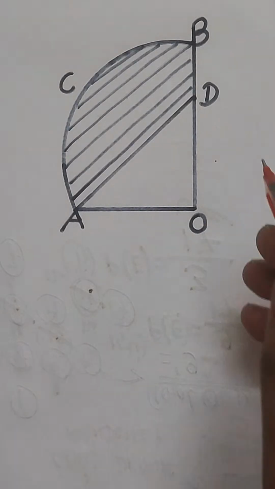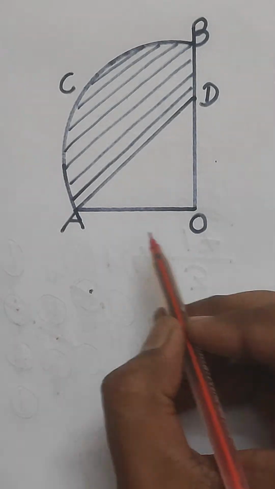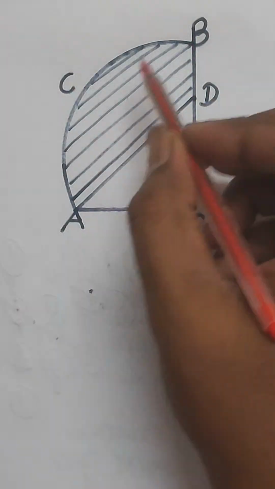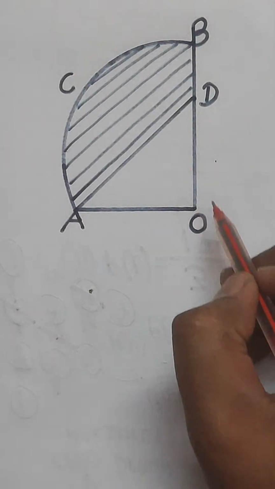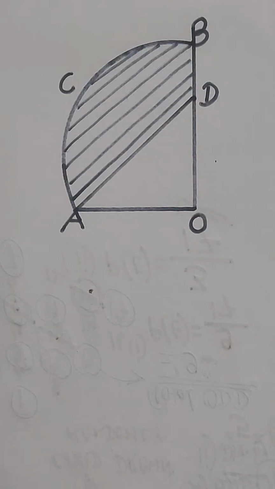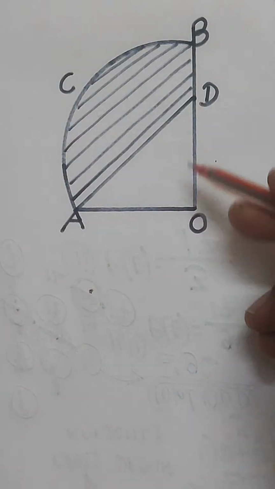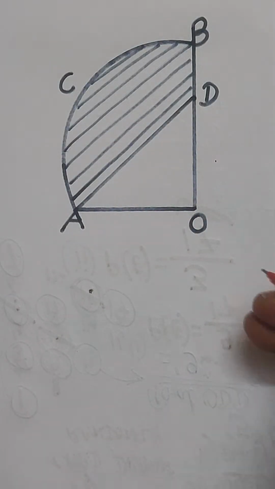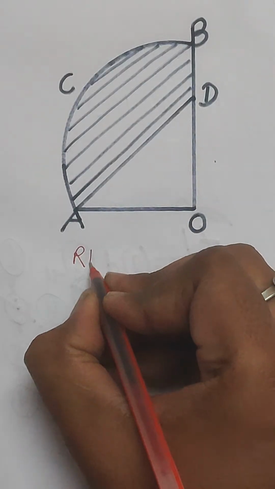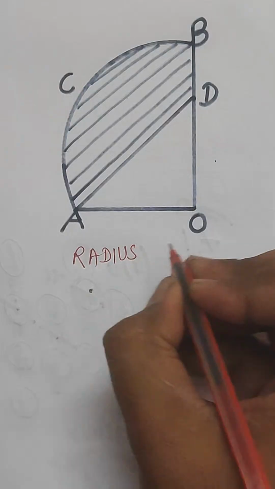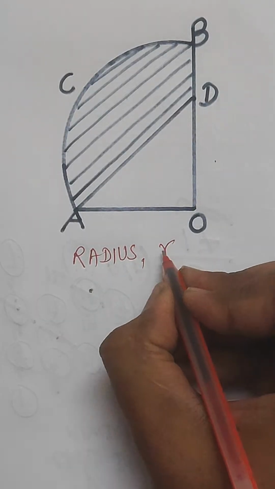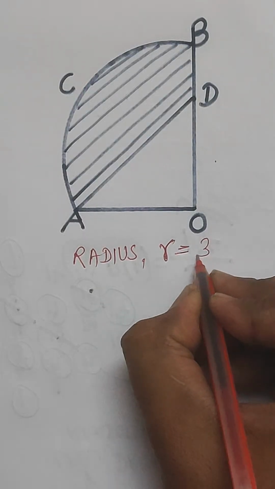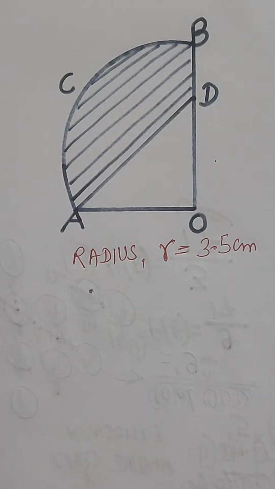So here in the first question you can see OACB. OACB is a quadrant of a circle with center O. Now the radius of this quadrant is given to you, that is R, which is equal to 3.5 centimeter. So where is 3.5? This is the radius. So that means this will be the radius.